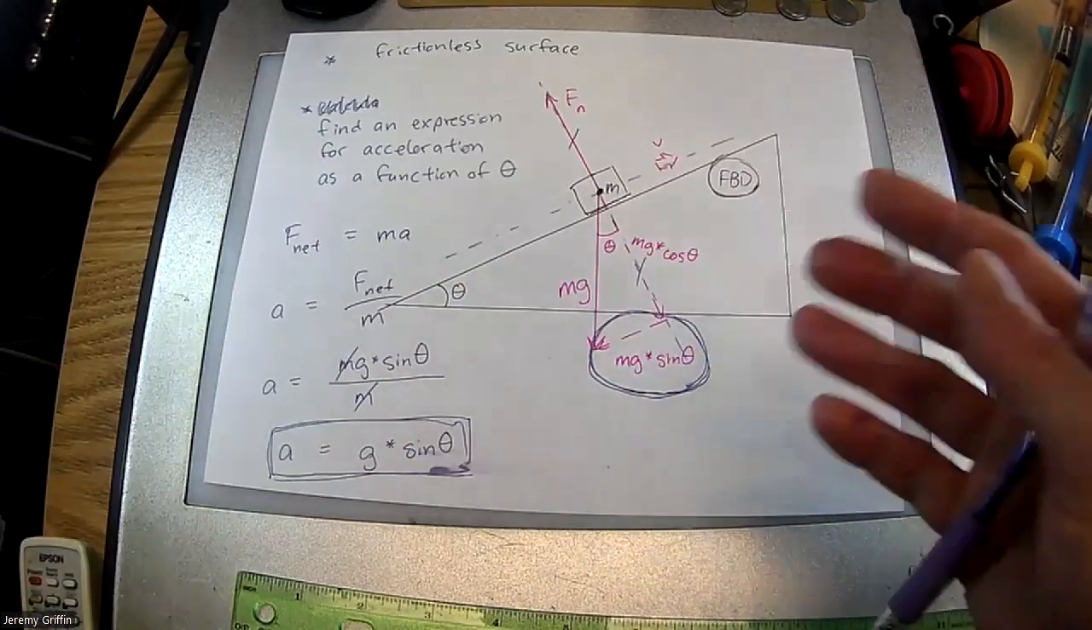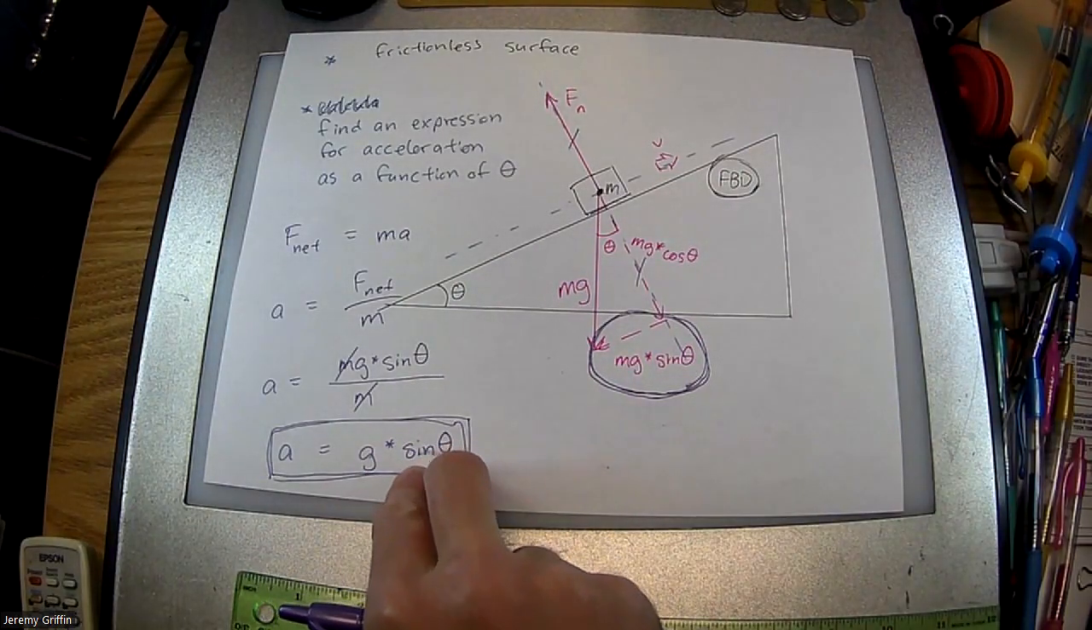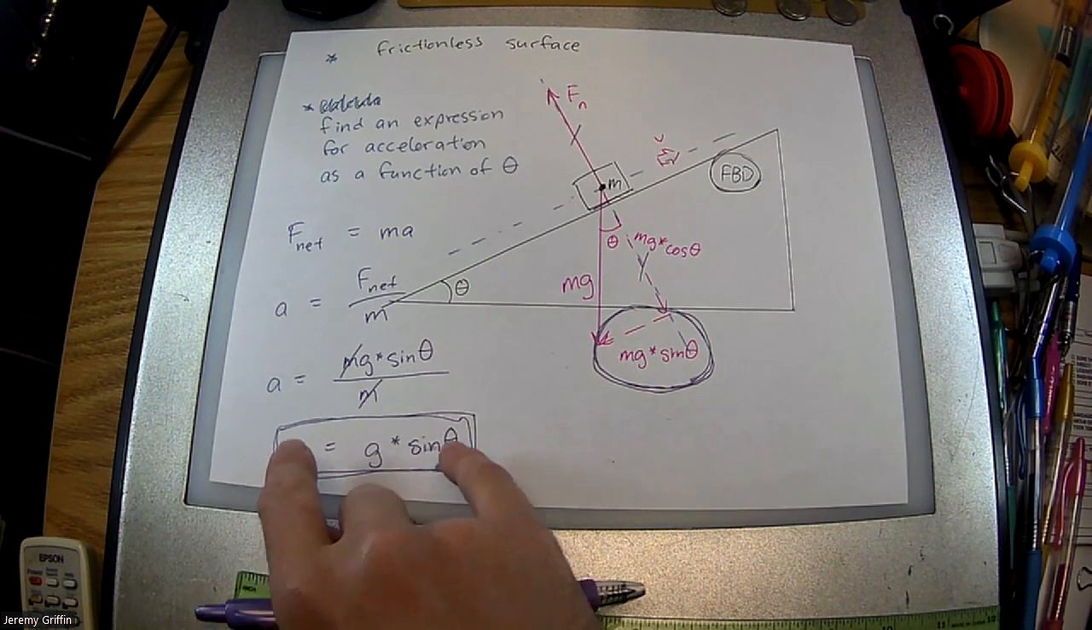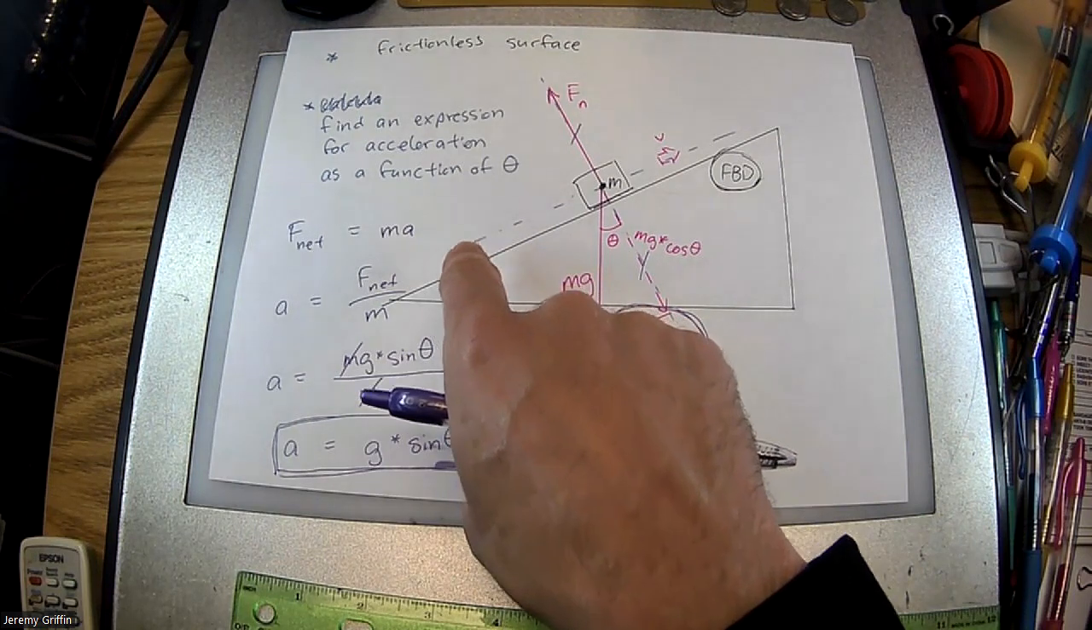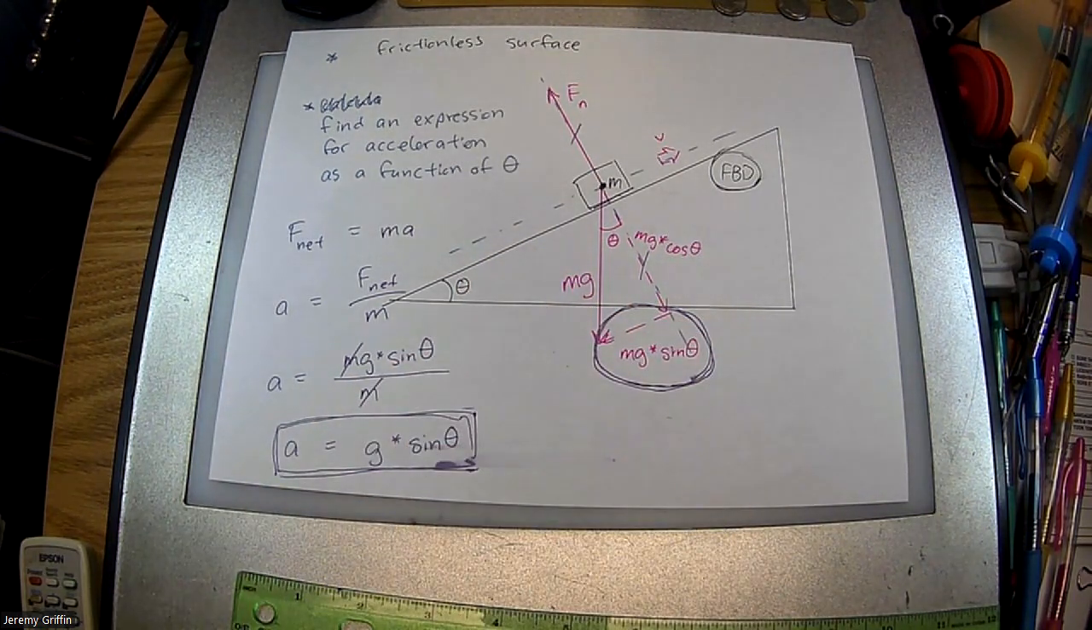So okay, well, the block would just not be accelerating. Right? Guys, what's sine of 0? 0. So that would be zero acceleration. Right. And what is sine of 90 degrees? 1. So acceleration would be the full rate of gravity.